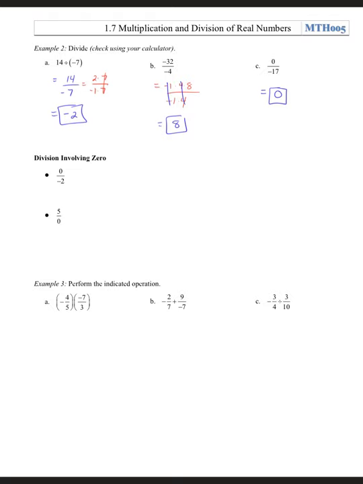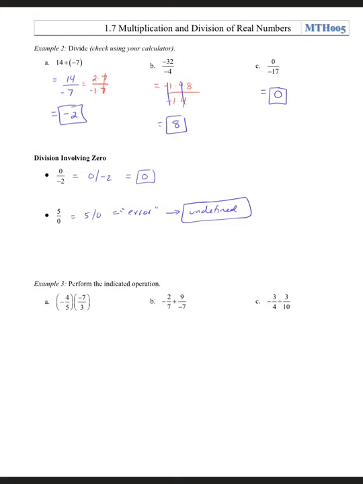Now, division involving 0. These are two concepts that students tend to get mixed up. What I want you to do is type these into your calculator just as you see them. For this one, you're going to type 0 divided by negative 2. What does your calculator give you? 0, correct. However, when you type in 5 divided by 0, what does it tell you? Right, you're getting an error message. That's because we cannot divide by 0. Therefore, the answer here would be undefined. Anytime you're dividing something by 0, it will be undefined.